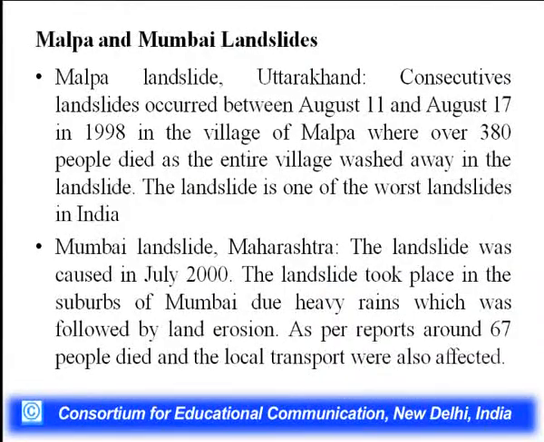I would like to take up the Malpa and Mumbai landslides. Malpa landslides in Uttarakhand: consecutive landslides occurred on August 11 and August 17, 1998 in the village of Malpa, where over 380 people died as the entire village was washed away. It is one of the worst landslides in India. The Mumbai landslides in Maharashtra occurred in July 2000. This took place in the suburbs of Mumbai due to heavy rain, which was followed by land erosion. As per reports, around 67 people died and local transport was affected.